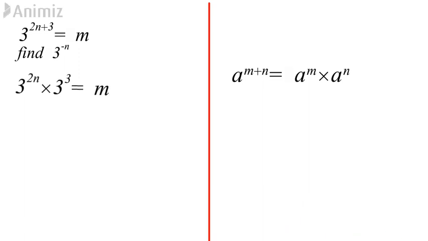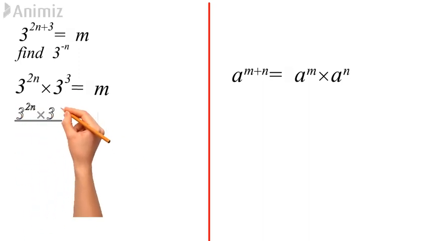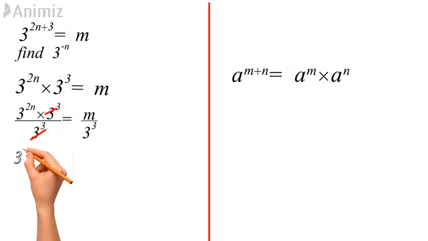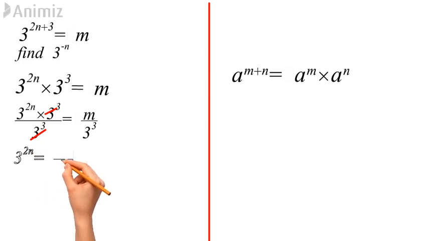Okay, now we are trying to find 3 minus n, so we will try and make the 3 to the power 2n stand alone. How do we do that? We divide through by 3 exponent 3. Okay, so dividing through by 3 exponent 3, we will be getting 3 exponent 2n is equal to m over, and 3 exponent 3 is 27.